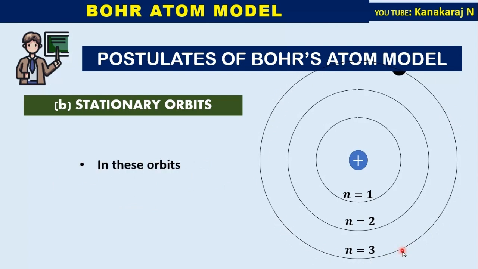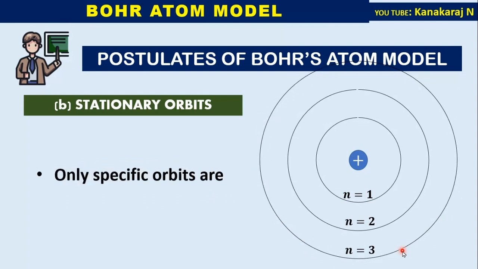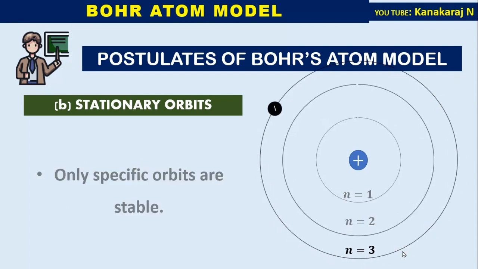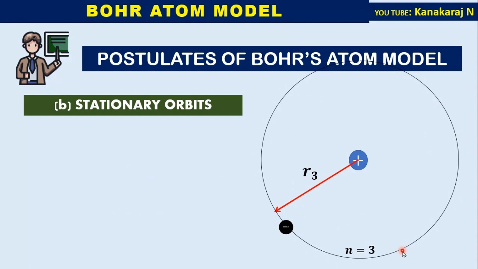In these orbits, remember, no radiation is emitted. Only specific orbits are stable. Here we have the third orbit, n equals 3, and the radius is r3.